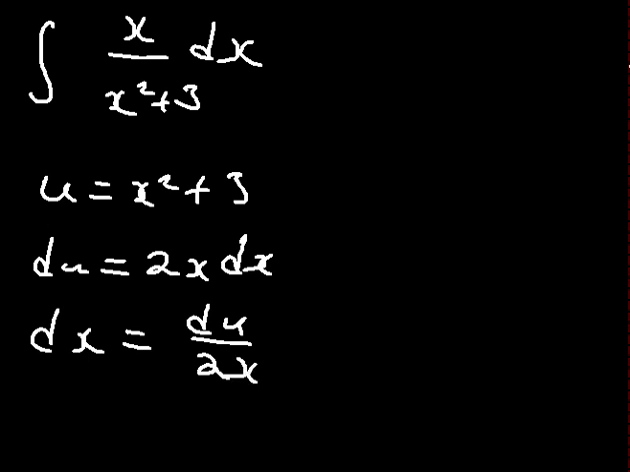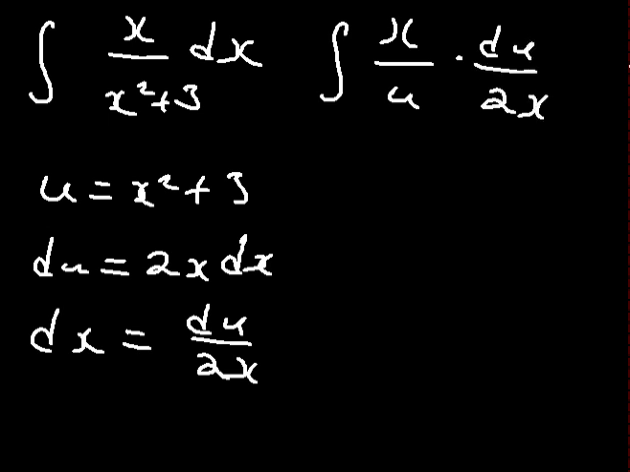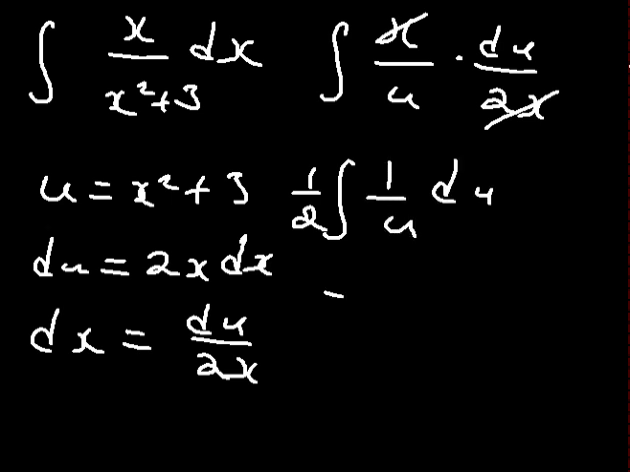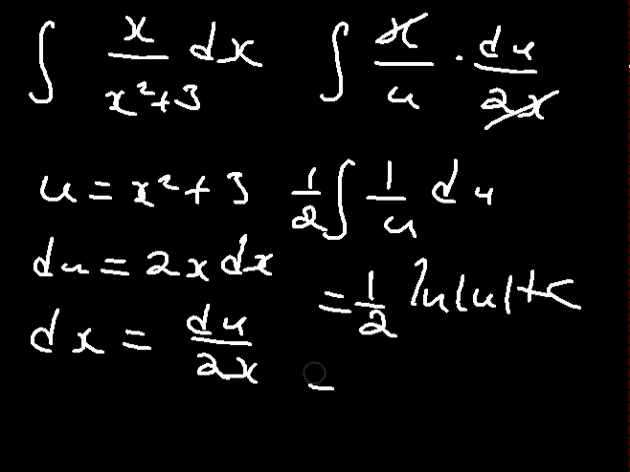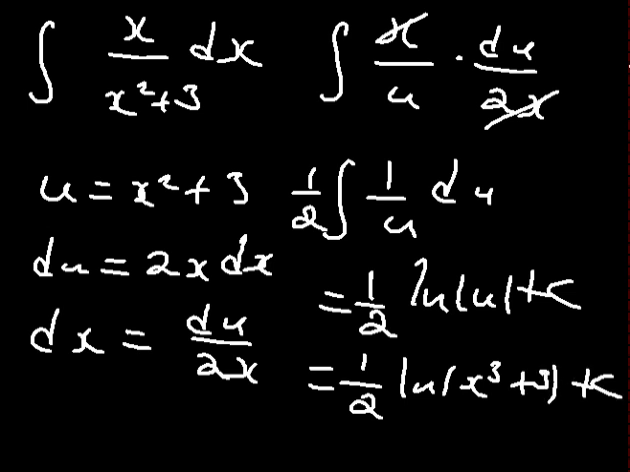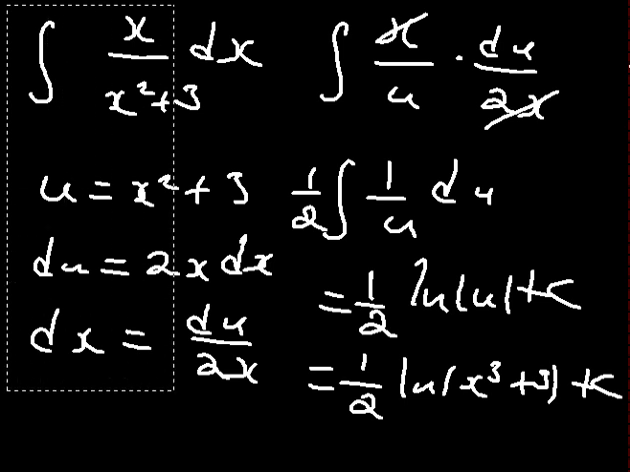Then we substitute, so we'll have the integral of x over u times dx, which is du over 2x. In this case, x and x cancel. So we'll have the integral of 1 over 2 times 1 over u du. That gives half ln of u plus c. In that case, we'll have a half ln of x squared plus 3, plus c. So that is the solution for that case.